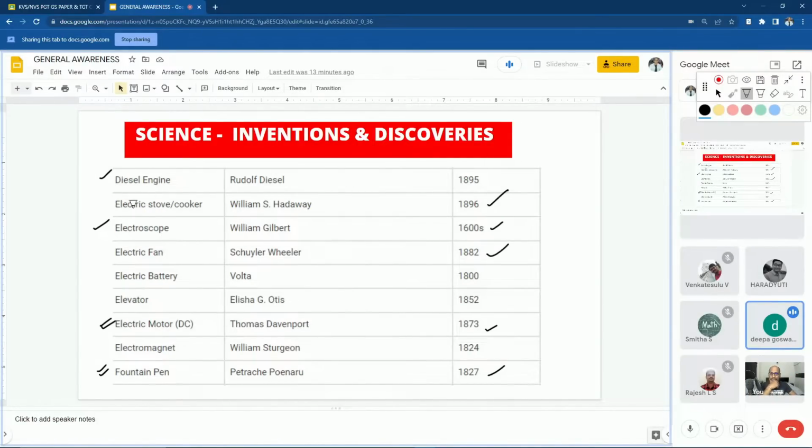Diesel engine, electroscope, electric motor, DC, direct current, fountain pen.